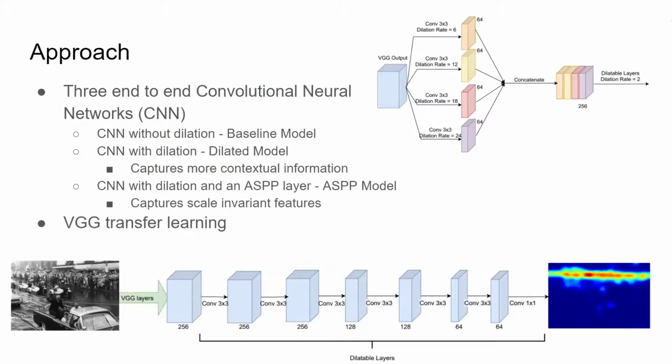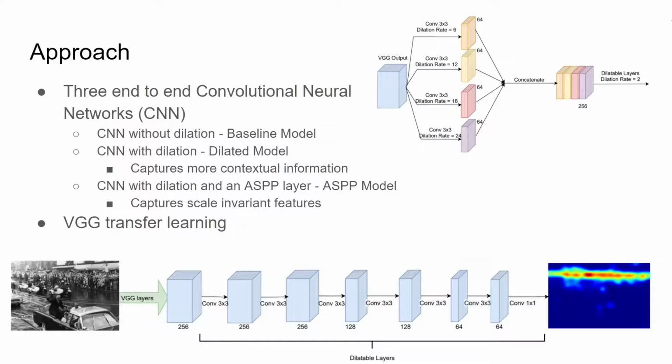In our approach, we create 3 different end-to-end convolutional neural networks, or CNNs for short, and train them on the same data. These methods are then evaluated and compared. Each model's early layers are made up of the first 7 layers of a pre-trained VGG16 to reduce training time. Each model adapts the baseline architecture shown in the image at the bottom.